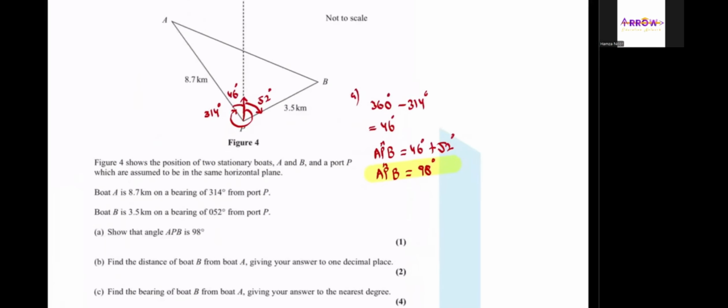So this part was just 1 mark. Now in part B, it says find the distance of boat B from boat A, giving your answer correct to 1 dp. You need to find the length of AB over here.